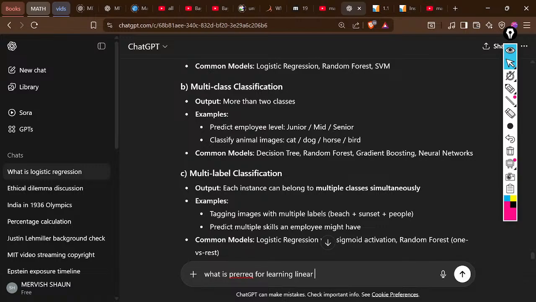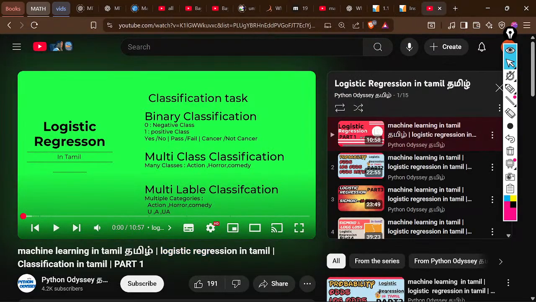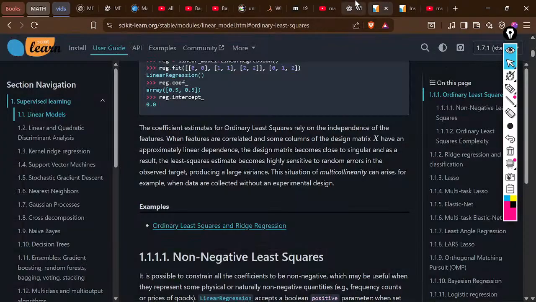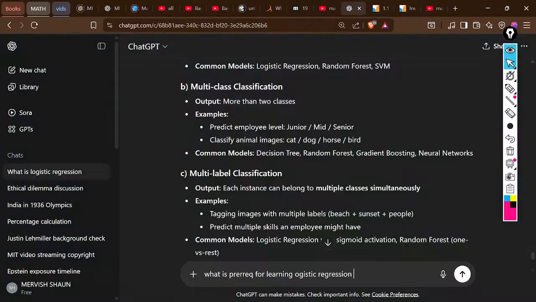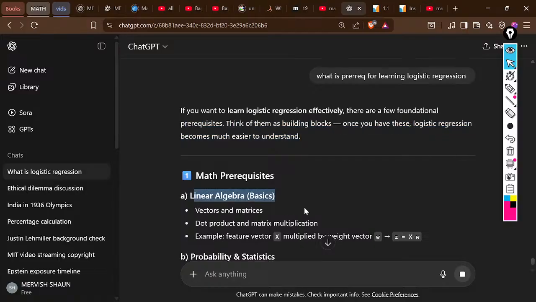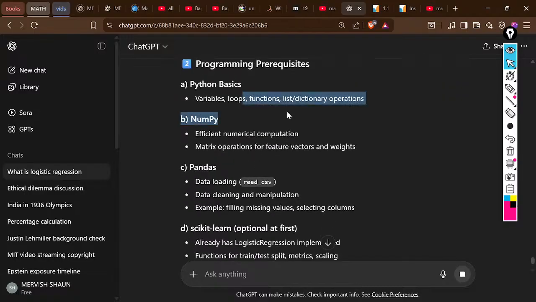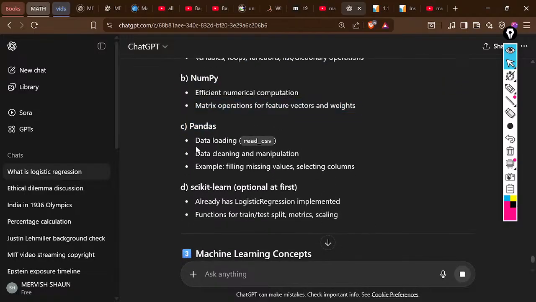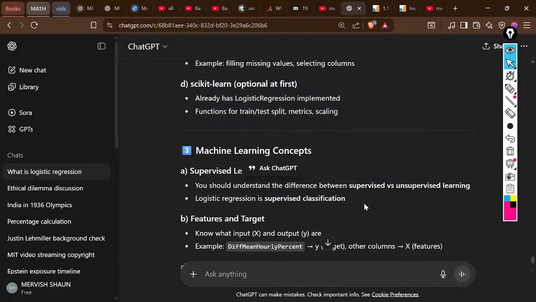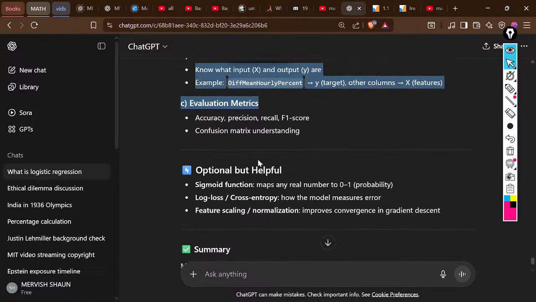Learning linear, logistic regression, isn't it? Not really. I could just learn, you know. If you want to learn effectively, here are linear algebra, I know what it means. Probability and statistics, calculus basics, I understand. Programming, I know. Yeah, I need to learn some of these concepts. Supervised learning, features and targets, evaluation metrics, sigmoid function.